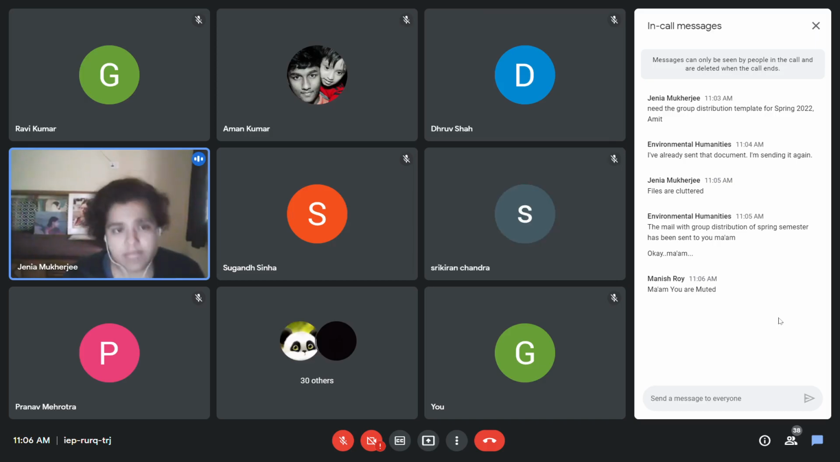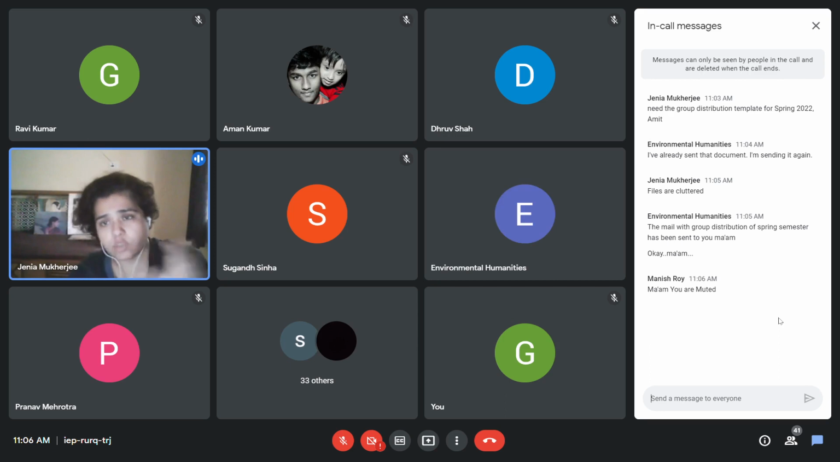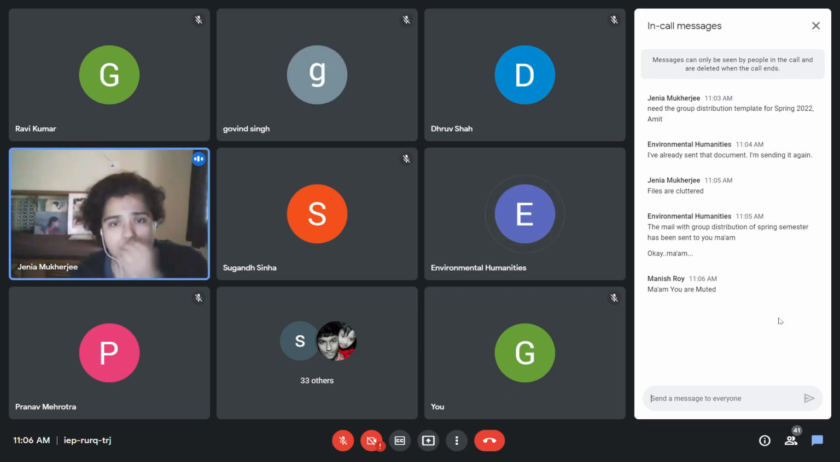I have got the email, but the files are extremely cluttered. It's not the way of sending files. It is the same problem that we faced in the last semester. That is why I'm taking care of the G drive, etc. It's very difficult to understand what is what. There are 4 files together and I cannot understand what is exactly what.